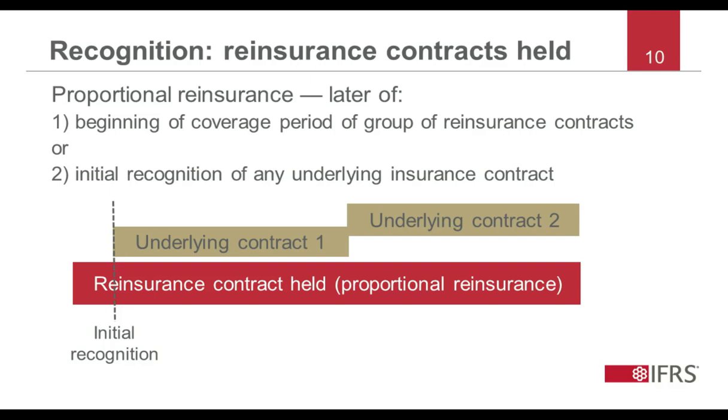A cedant recognises a group of proportional reinsurance contracts held at the later of 1. The beginning of the coverage period of the reinsurance contracts, or 2. The initial recognition of the first underlying insurance contract. The example in the slide shows that the coverage period of the proportional reinsurance contract held starts prior to the initial recognition of the first underlying insurance contract. Accordingly, in the example, the reinsurance contract held is initially recognised on the date the first underlying insurance contract is recognised.